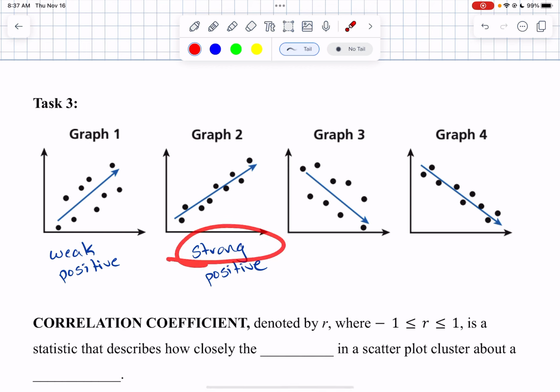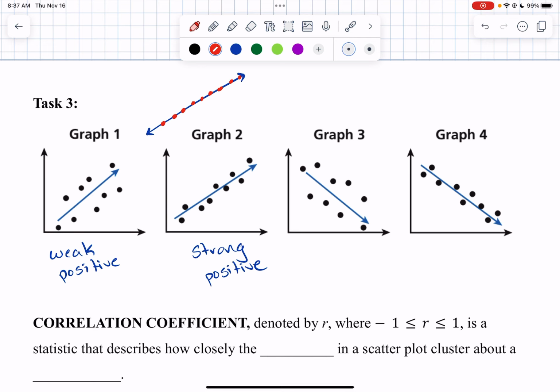The strongest correlation you can have is one where all of your points are exactly on the line.